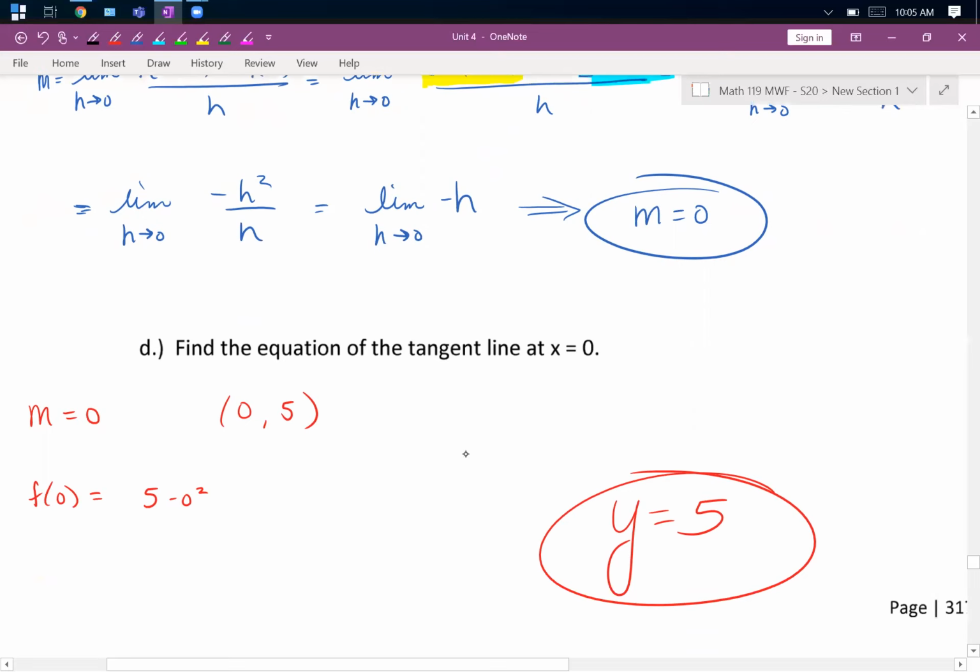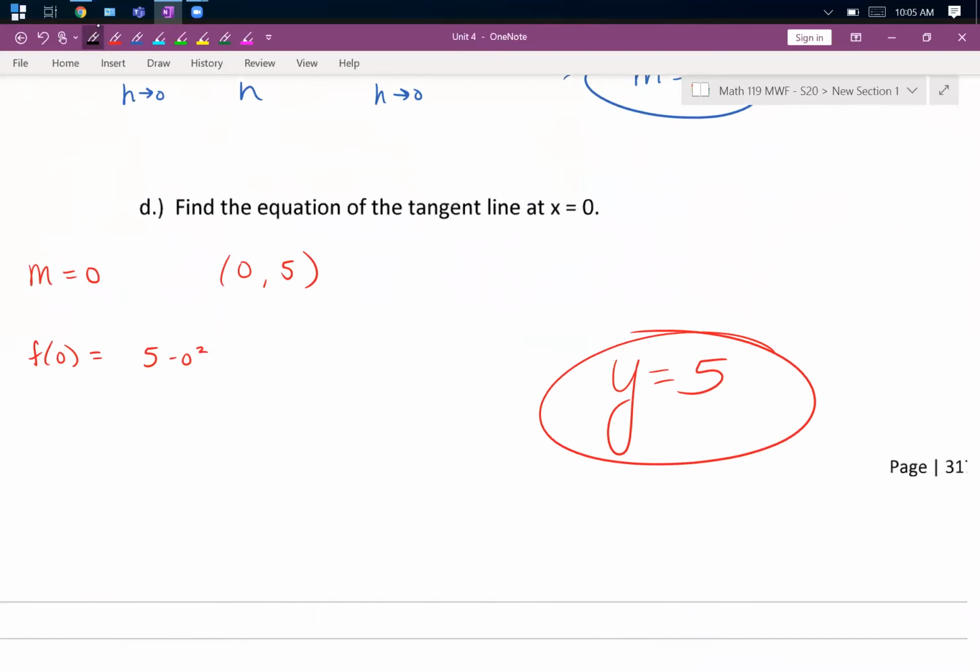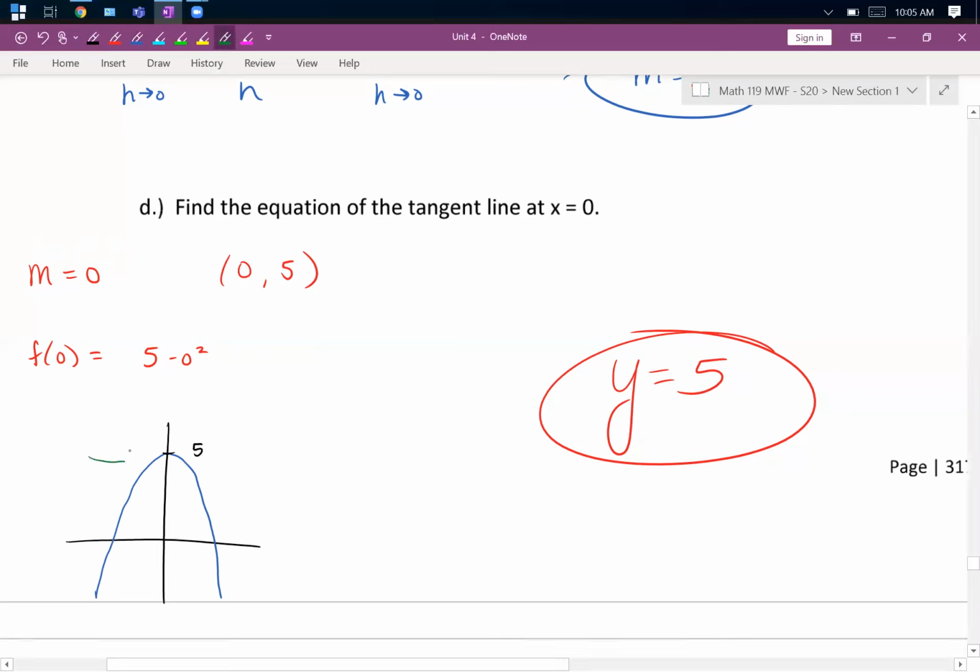I want to go back to the graph of this function. Notice that what we're doing is finding the equation of the tangent line at x equals 0. And notice that we end up with a horizontal line, and look where it's at. It's at that vertex.